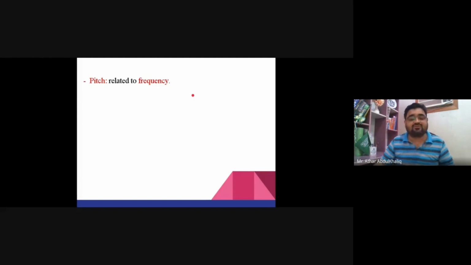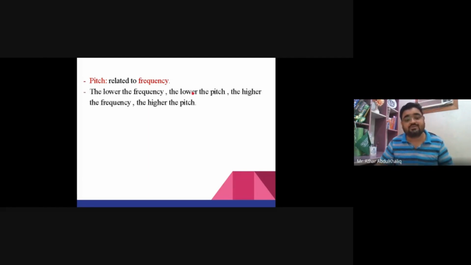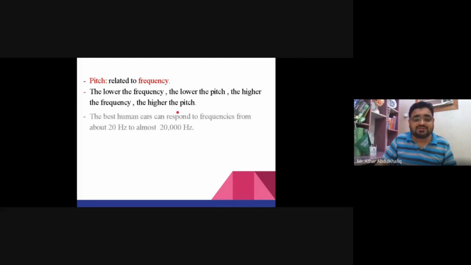So because of the frequency change, the sound changes: lower the frequency, lower the pitch; higher the frequency, higher the pitch. But I forgot to write one more word with both of these sentences: lower the frequency, lower the pitch, and grave sound; higher the frequency, higher the pitch, and shrill sound. You got it now? This is how the sound is being changed.